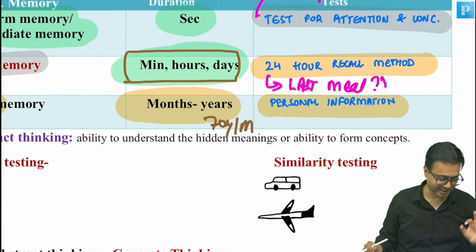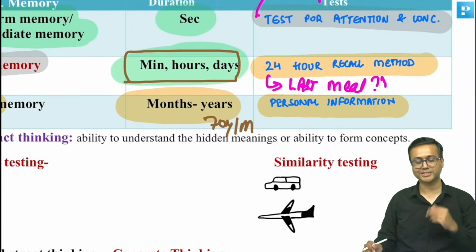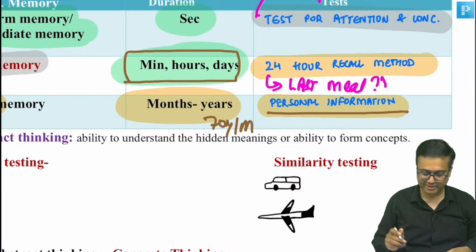Don't ask this male his date of anniversary. He may not be able to tell you. I am just kidding. But this is how we assess the remote memory.